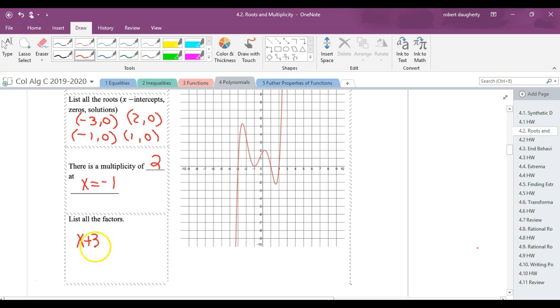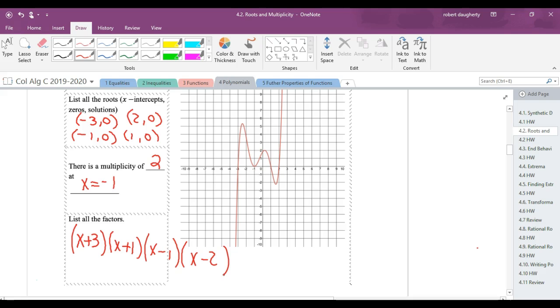X plus 3 is the first factor. What's the next factor? X plus 1. What else? X minus 1. And what? These are all of the factors, okay? But there's something special about one of these. Which one? One of these is going to occur 2 times. Which one? Yeah, this one.